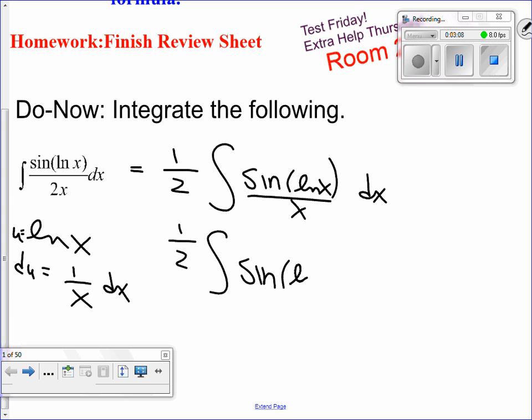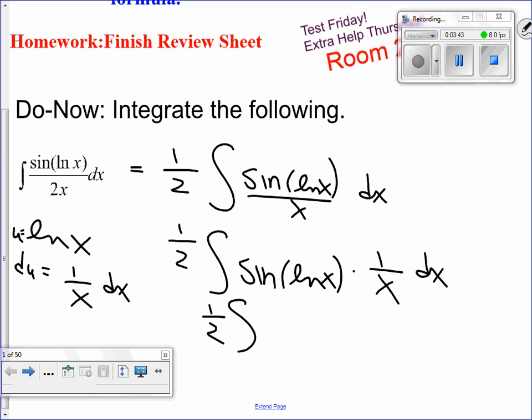So to write it as sine of the ln of x times what? Instead of divided by x, what can we multiply by? 1 over x, right? Or x to the negative 1, right? And the reason you do that is so that you can see your factors of du. When you write it as a product, I think it's easier to see. Okay, so look at what you got. Do you have your factors of du? Yeah. So we just rewrite it.